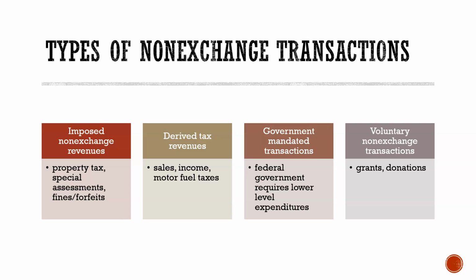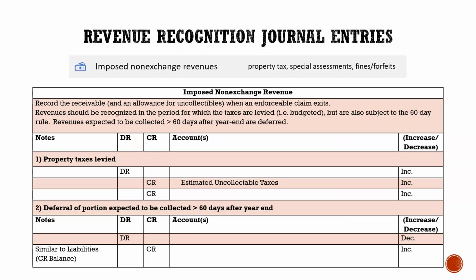The third one is government mandated transactions, and the fourth is voluntary non-exchange transactions. And we'll go over those kind of at the same time. There'll be a couple different journal entries there, but we'll talk about them at the same time.